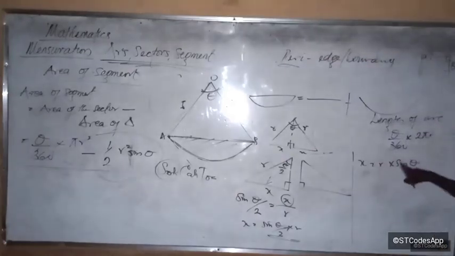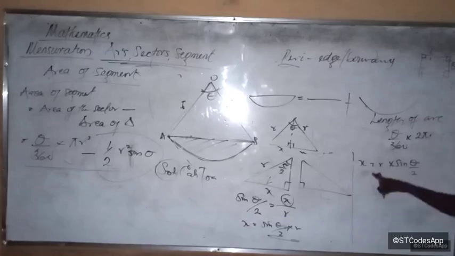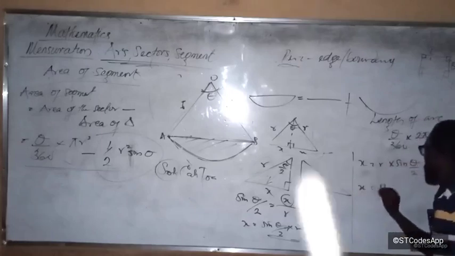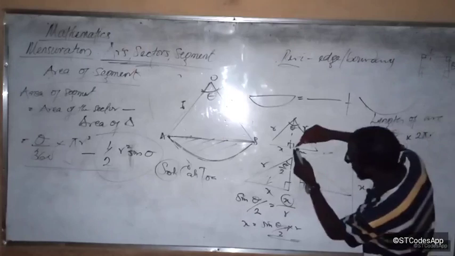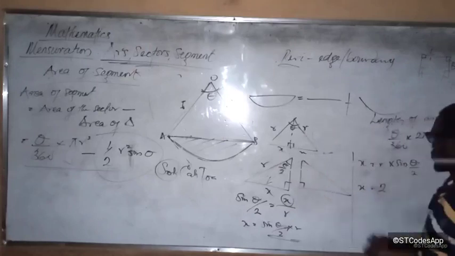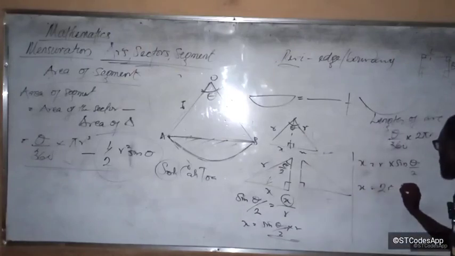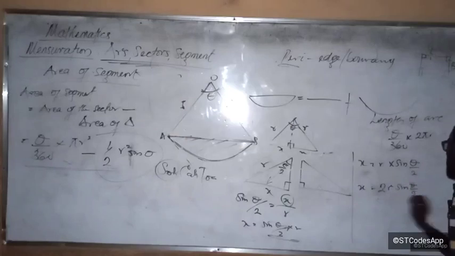Is that okay? Now recall also that we are going to double this. So because we are doubling this, x becomes, why? Because there are two sides. So whatever we have, we are going to double that, giving 2r sine theta over 2. And this is the formula that works with it.